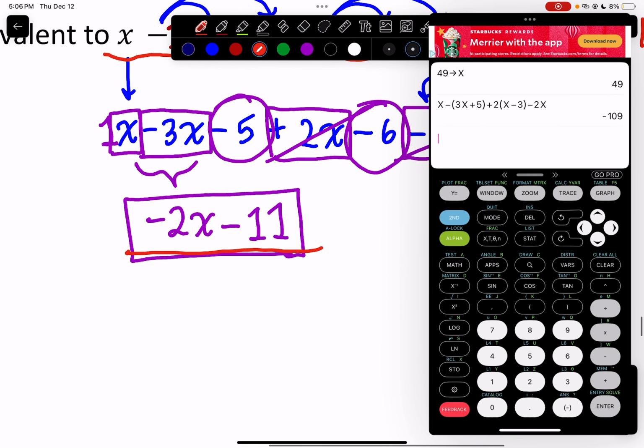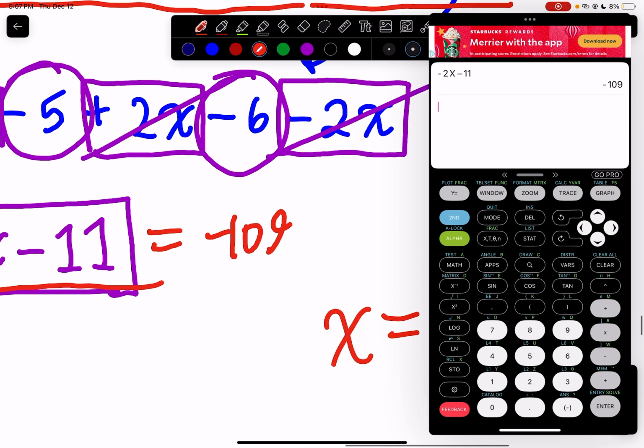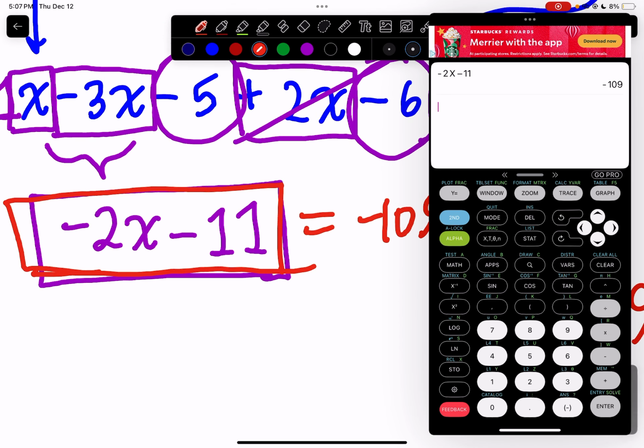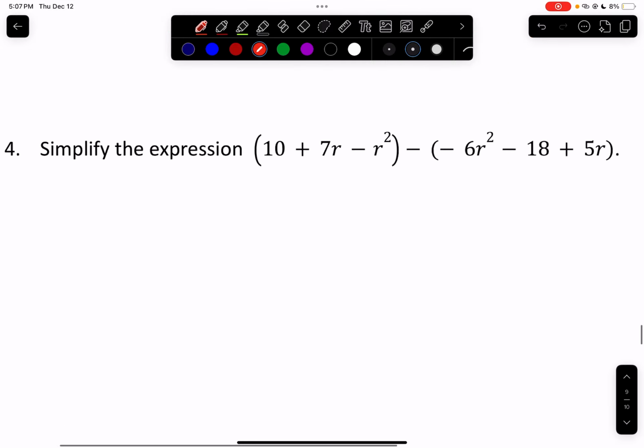Okay, so negative 2x minus 11. Negative 109. Yes, indeed. We are correct. This is a simplified version. Okay, let's look here. Simplify this expression right here.